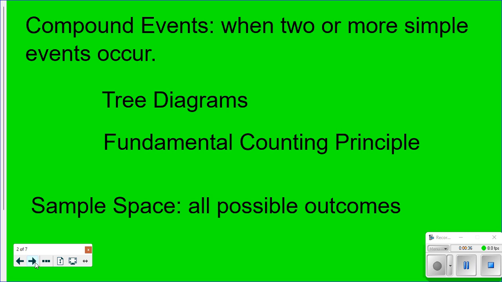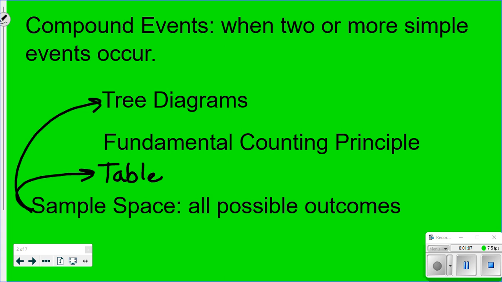So we can use a few different things for this. We can use tree diagrams, we can use the fundamental counting principle, and the other thing I'm going to talk about is using a table. I don't have this in my list, but I'm going to talk about how to use a table. And then sample space is all the possible outcomes, like having a visual of all the possible outcomes that you could have. Now you don't always need sample space, but sometimes it's going to ask you for the sample space. And when you need sample space, most likely you're going to use one of these two things: either the tree diagram or the table will help you show sample space.